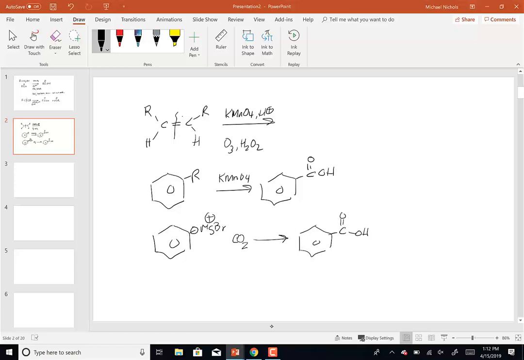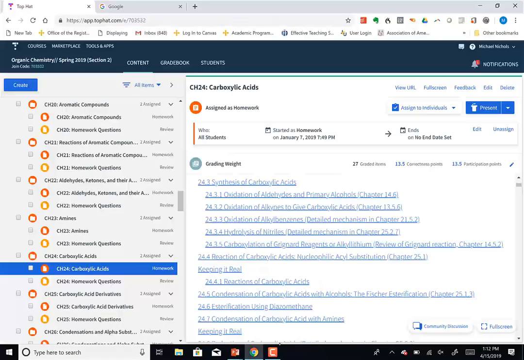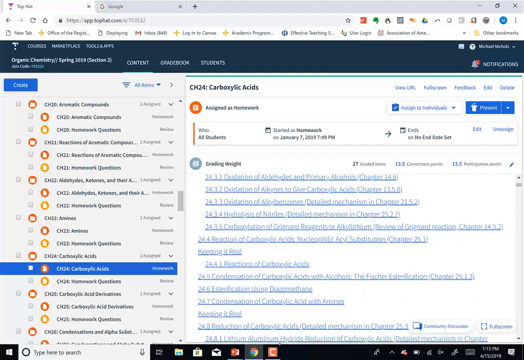Again, these are all ways to make carboxylic acids that are hopefully review. Well, could they be on the next test? Yes. Just like all the aldehyde and ketone review reactions that are in the chapter that you're just finishing up. We're working towards the final, so hopefully don't let anything escape. Okay. And then hydrolysis of nitriles. Hydrolysis of any carboxylic acid derivative will give you a carboxylic acid. So we'll come back to that, including looking at the mechanisms.